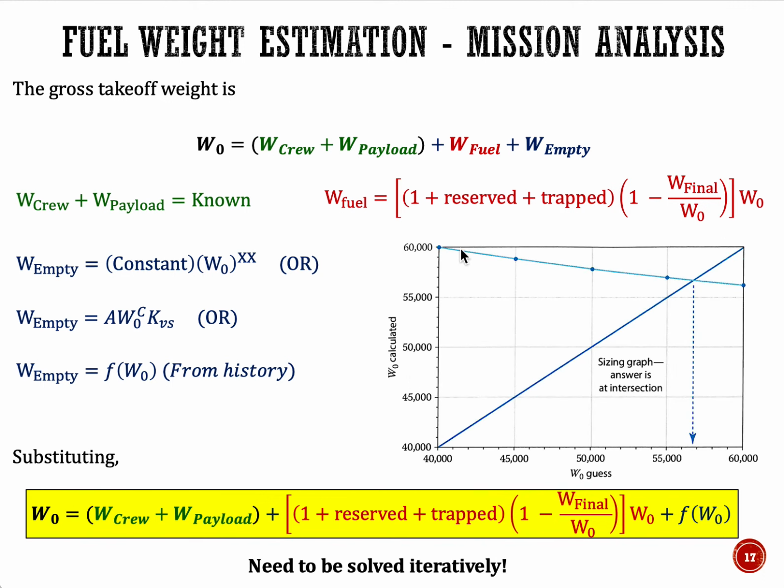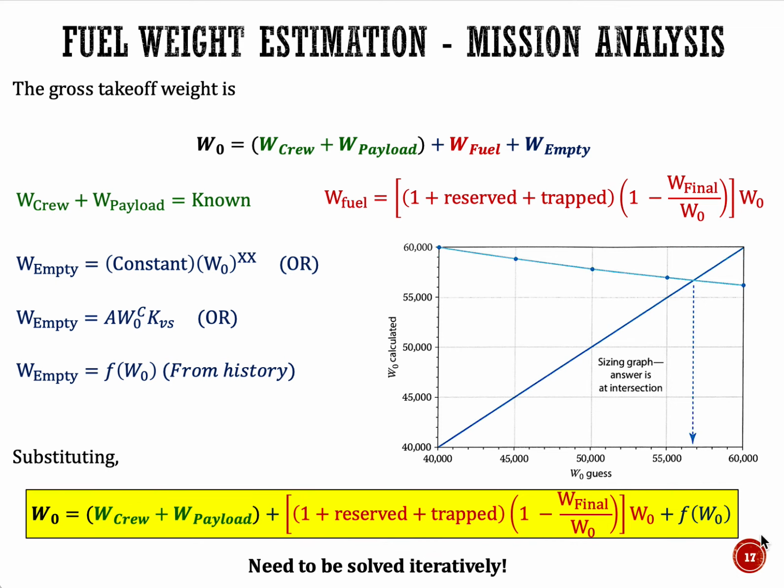So graphically, you can say, for example, it gives a good estimate. On the x-axis, you have the guessed W naught, and on the y-axis, you have the calculated one. Say you start with an estimate of 40,000 pounds takeoff weight, but the calculated one seems to be like 60,000. So now you basically slowly increase it until you converge to a solution, right? It is at this point where you stop the iteration, where you say, hey, we converged.